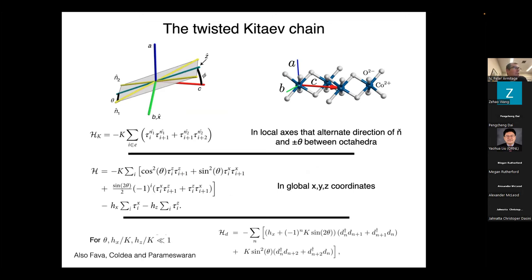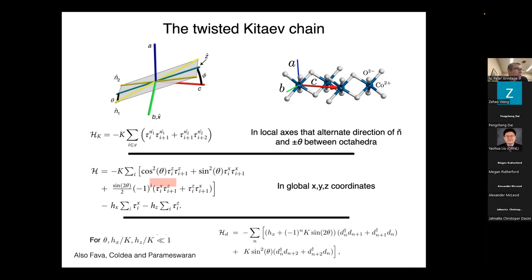What Ribu did was to write down a Hamiltonian, which is like the upper plot here, where there is a strong Ising interaction that is the only exchange interaction in the system, but where the Ising axis flip-flops from direction N1 to direction N2 as you go down through the crystal. That's written in these local flip-flop axes, where the local axes, if you will, alternate in direction back and forth, plus or minus theta between the different octahedra. You can also write it in global XY coordinates in this fashion, and that's just a simple variable transformation.